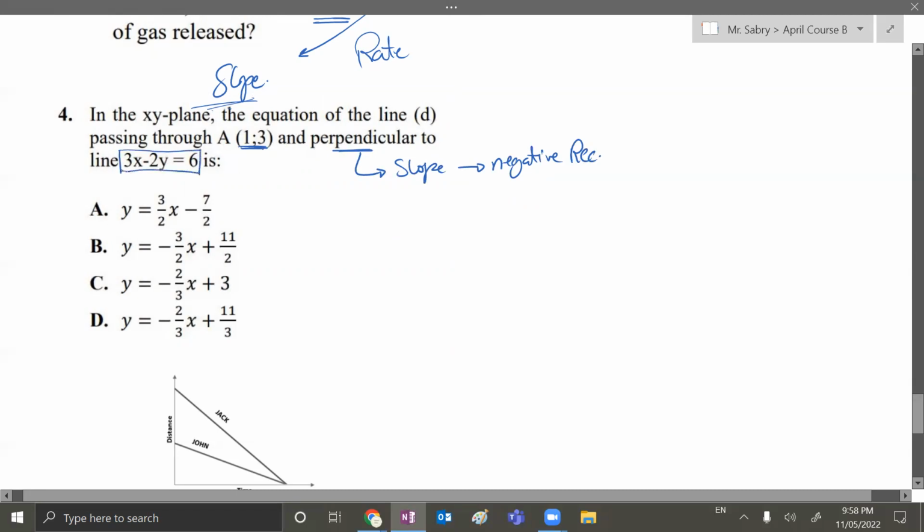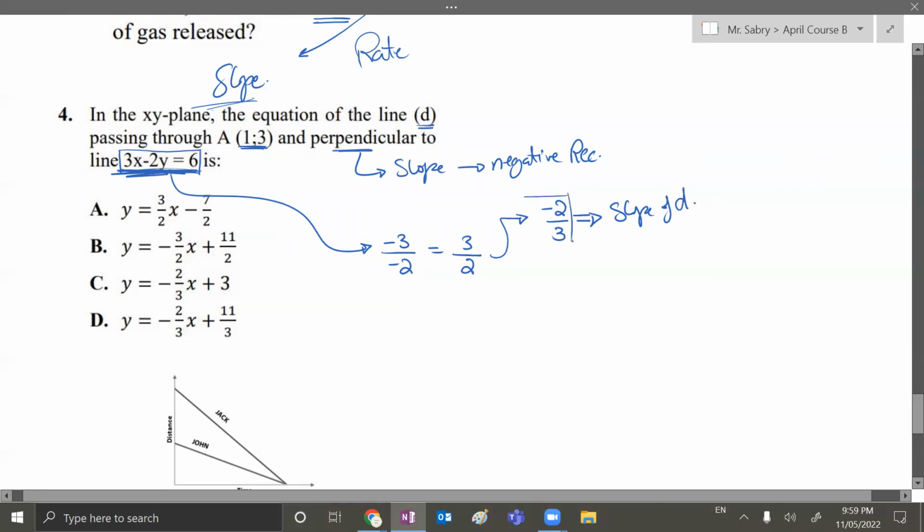The only reason they told me that it's perpendicular to this line is to get the slope indirectly out of this line first. So I'll get the slope of this line, which is negative 3 over negative 2, meaning positive 3 over 2. The other line, line D, which is perpendicular, should then have a slope of negative 2 over 3 by flipping and changing the sign. This is now the slope of D. So we know that definitely A is incorrect because the slope there is 3 over 2. B is incorrect because the slope is negative 3 over 2.